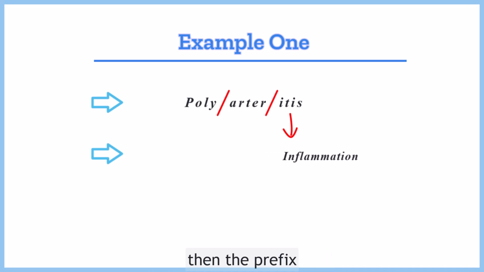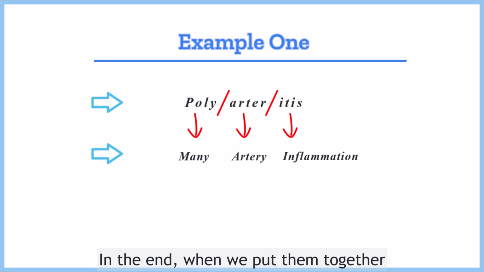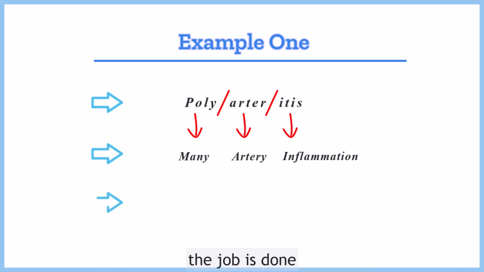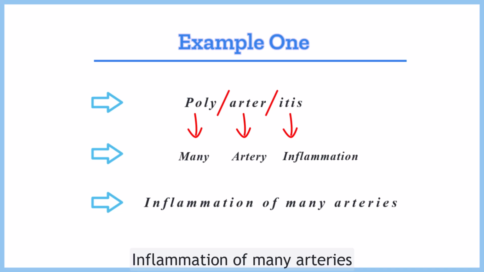Then, the prefix, poly, refers to many. And finally, the word root, arter, means artery. In the end, when we put them together, the job is done. So, inflammation of many arteries.